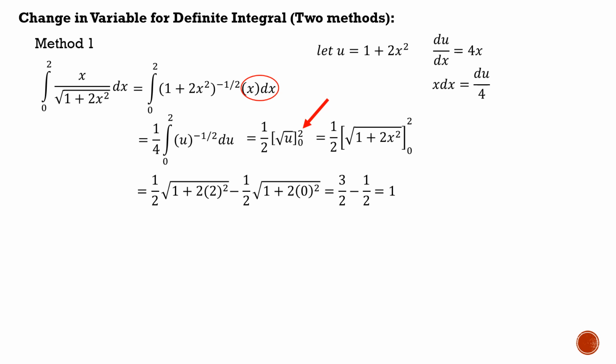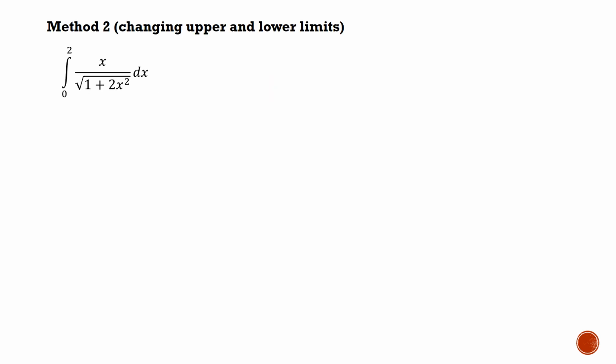The second method is a little bit different. The second method requires the changing of both the upper and lower limits. So in other words, I'm going to use the variable u, I will integrate with respect to u, and I will evaluate with respect to u. So it's a little bit different than the first method.